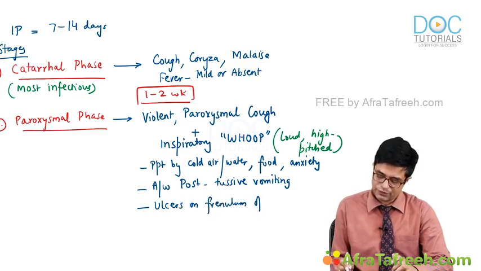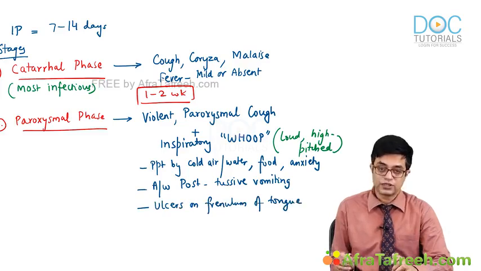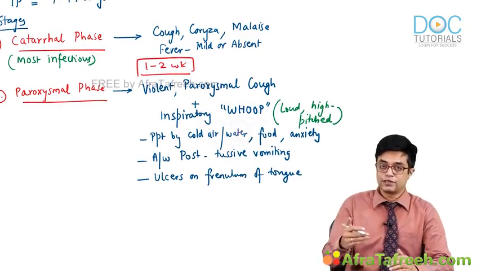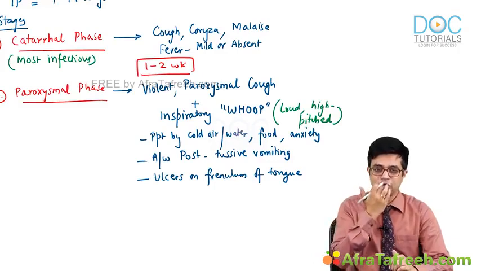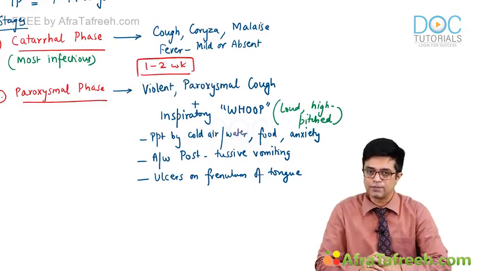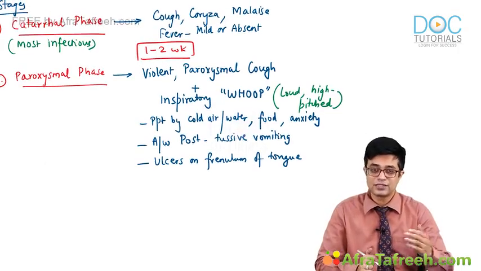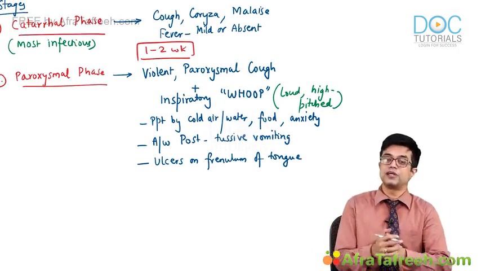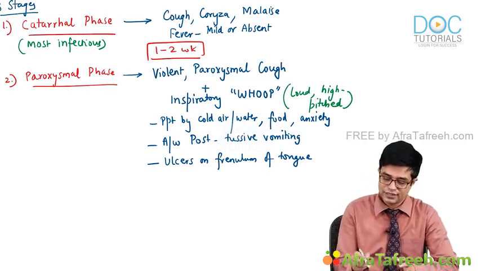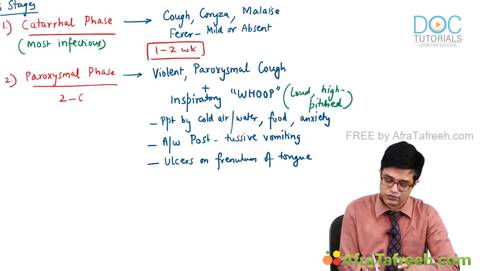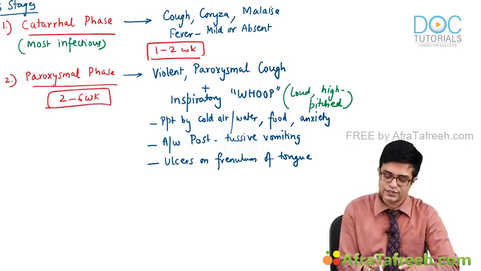These ulcers are not forming due to the effect of toxin. They are forming because of the violent cough, which causes the teeth of the child to be pushed again and again violently against the frenulum of the tongue. Although there is one theory which says that presence of toxin predisposes the child to develop ulcers, this is the predominant mechanism. This paroxysmal stage tends to last between 2 to 6 weeks. So, 2 to 6 weeks is the duration.